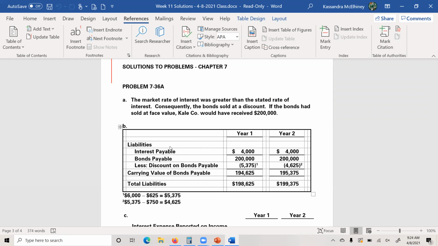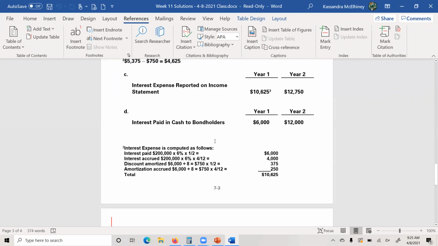So requirements A and B. B, they ask us to prepare the liability section of the balance sheet for 2 years, for year 1 and year 2. Requirement C asks us to determine the amount of interest expense on the income statement for years 1 and 2. And then D, what would the amount of interest paid to bondholders be for both of those years? Interest paid will probably be the easiest one to deal with.